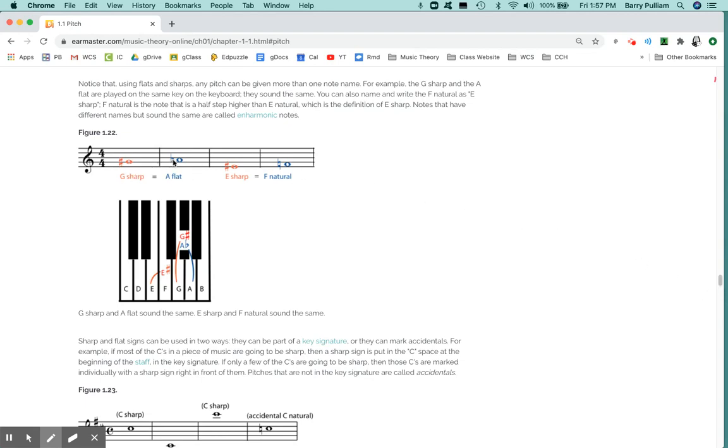A G sharp and an A flat. Here we are at G. Raise it half a step, G sharp. If we're at A, you lower it half a step, it's A flat. They are the same pitch. It's called being enharmonic, when notes have different names but they sound the same.